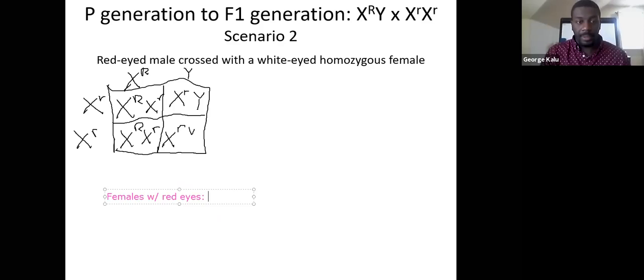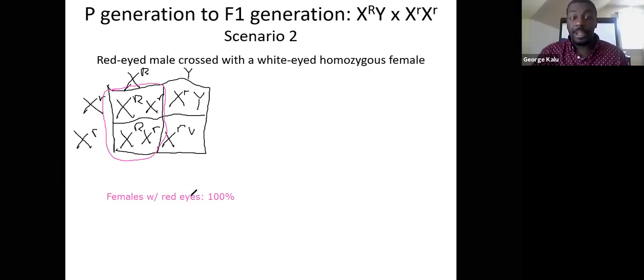Females with red eyes would be 100%, because again, you're looking at just these two. And now if we're looking at the individuals that have white eyes, actually, let me backtrack. As a result, you'd end up with no females that have white eyes. So all of your females are going to have red eyes, and none of them are going to have white eyes.